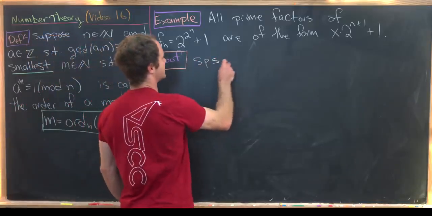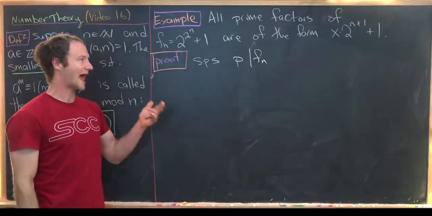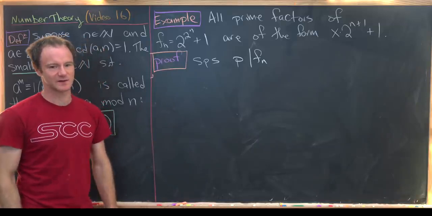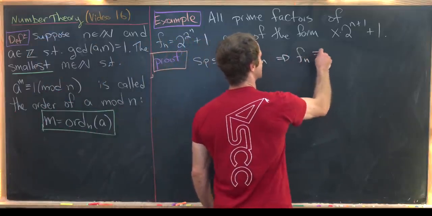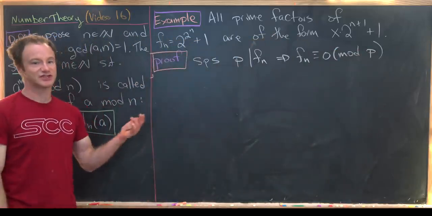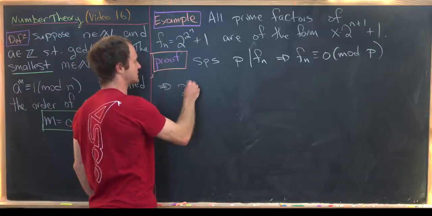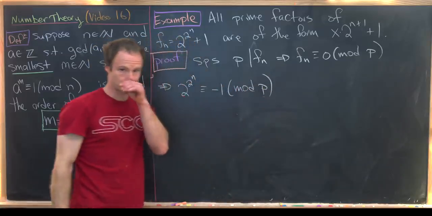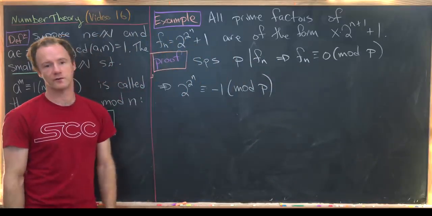So let's first suppose that p divides our Fermat number. So in other words, we have a prime factor. Well, notice the notion of being a factor and being divisible by something are really the same notion. Okay, but that tells us that f sub n is congruent to 0 modulo p. Well, that's just another kind of definition of divisibility. But that tells us that 2 to the 2 to the n is congruent to -1 modulo p. That's just like using this definition of f sub n and moving the 1 over.